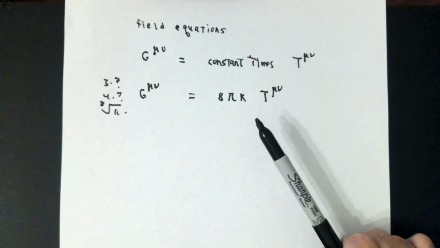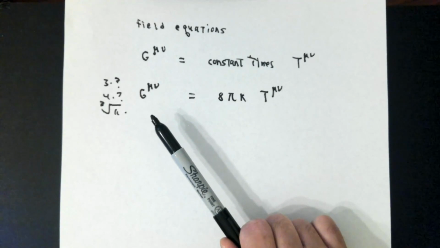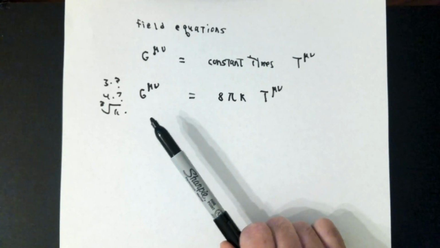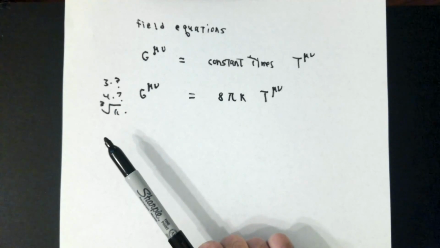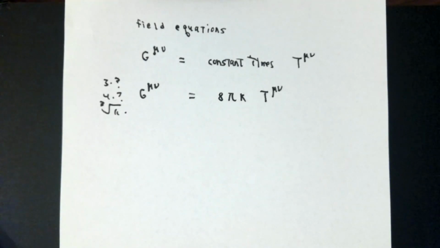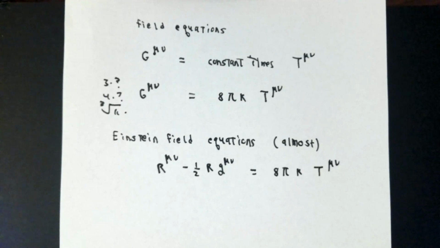So I may show this at some later date, but this G-tensor that we have cooked up doesn't need to have any additional factors put onto it. The Einstein field equations, almost, are G mu nu is 8 times pi times Newton's constant times T mu nu. Keep in mind, we're using units where the speed of light is 1. We'll talk more about that later as well.